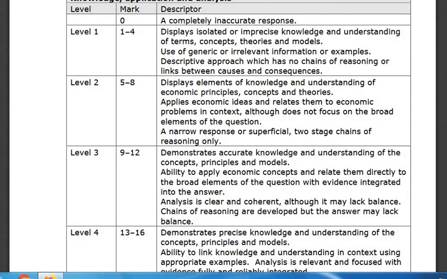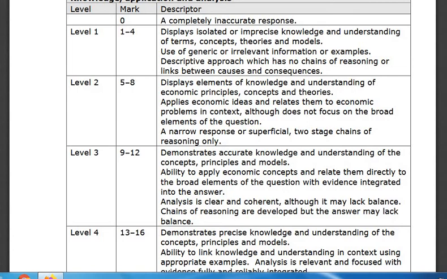Displays isolated or imprecise knowledge and understanding of terms, concepts, theories and models. So again, if you don't know your stuff, it doesn't really matter how much you write, you're going to be in level 1. So the moral of the story is get some revision done, make sure you consolidate over the year, so on the day of the exam your knowledge is tip top. Use of generic or irrelevant information or examples. Yeah, we've already talked about that. Descriptive approach, which has no chains of reasoning or links between causes and consequences.